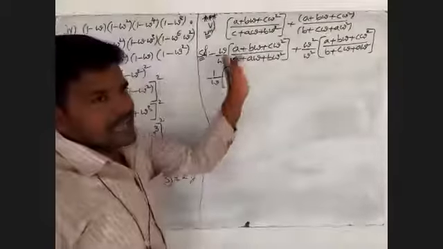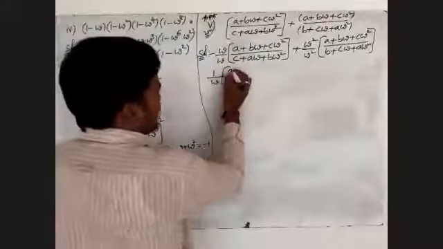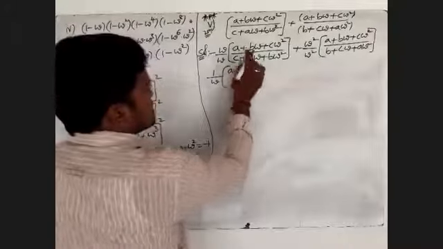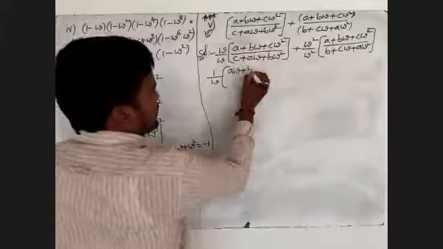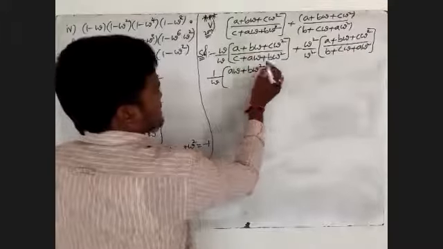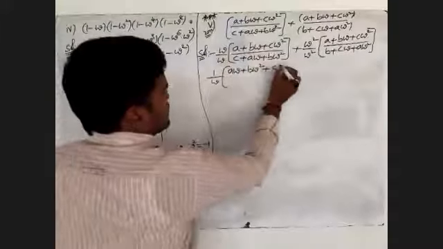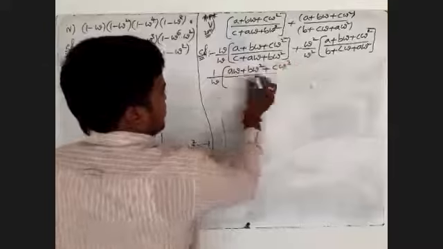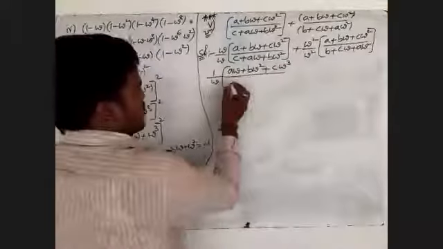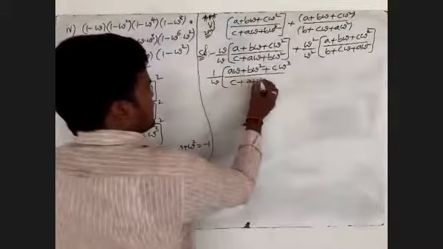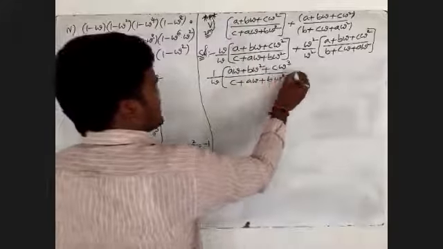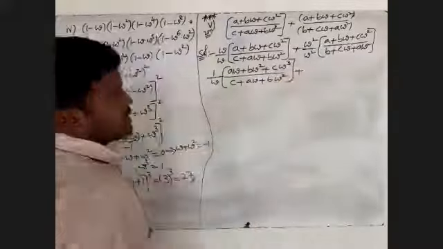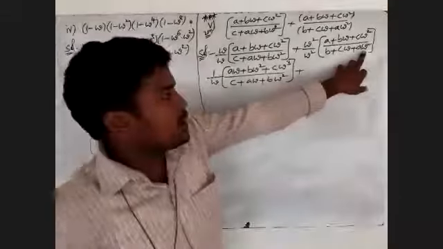Here the numerator can be multiplied by omega, so I will write A omega plus B omega into omega is B omega square, plus C into omega square into omega is omega cube. For the denominator we write C plus A omega plus B omega square. Here we will observe A omega square there.